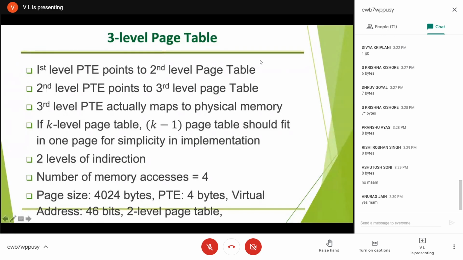Now in this particular case, there are 2 levels of indirection. One is first level to second level to third level. And then at the third level, we get the actual physical address and you actually access the memory. So the number of memory accesses is now 4. First, I have to access the first level page table, take a pointer, that is one access. Then read an address from here and access the second level page table. That is the second access. Then from the second level, I get the third level page table. And there I get the actual physical address, and then I read the data.